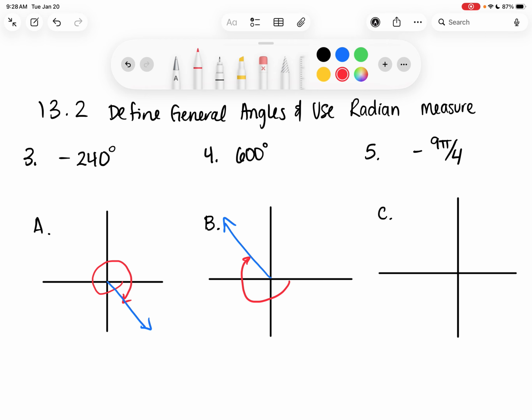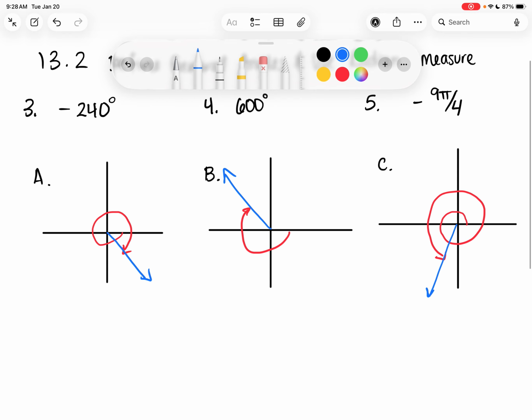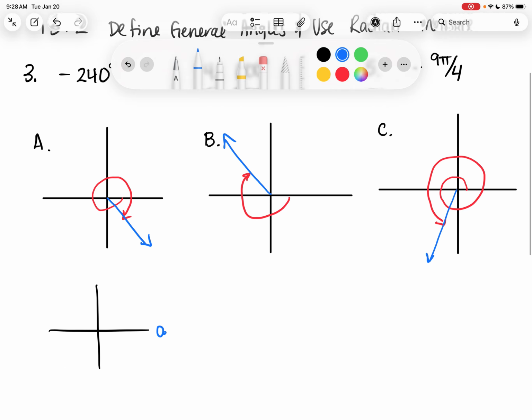I'm guessing B is 240. All right, some of this is probably going to make a little bit less sense at the moment because we haven't done the unit circle yet, but I'm going to give you a little example here. This is 0 degrees, this is 90 degrees, this is 180 degrees, this is 270 degrees, and then all the way around is 360 degrees. Like if we had a circle on here, that would be the whole thing.